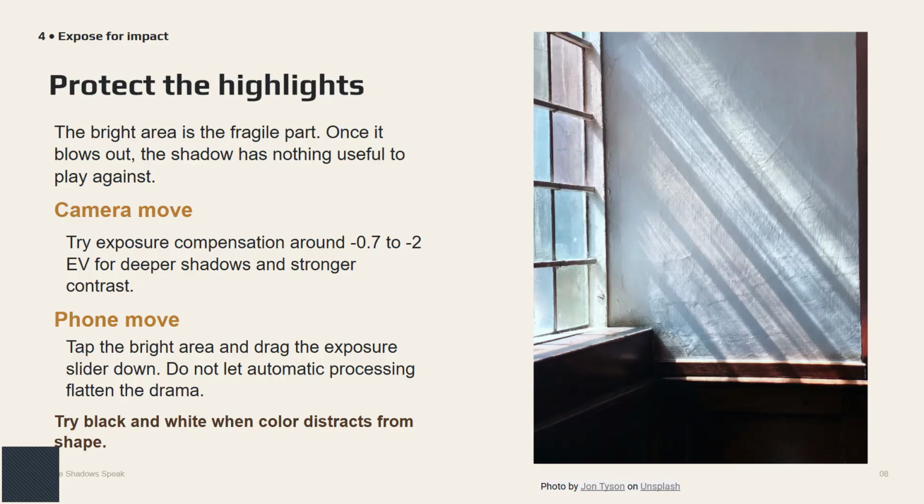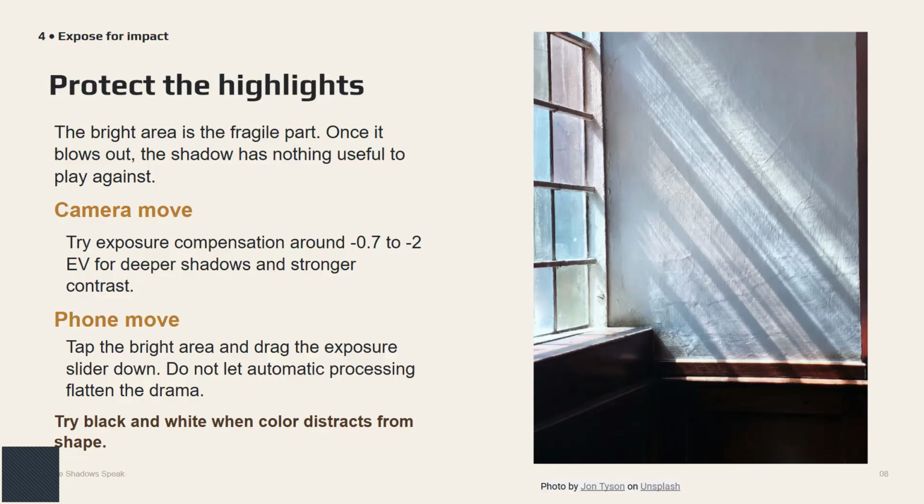The first priority is to protect the highlights. In this photograph, the bright wall still has texture and detail. If that area became completely white, the shadow would have nothing to contrast against. On a camera, try using exposure compensation to make the image slightly darker. You are not trying to brighten every dark area. In shadow photography, deep shadows can be part of the design.